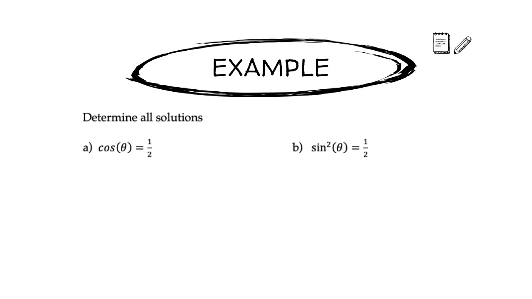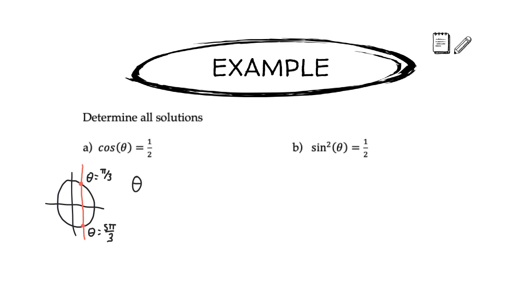First, cosine theta equals 1/2. To determine all solutions, I'll draw a unit circle. And I'll draw a vertical line approximately at x equals 1/2. As you can see, that vertical line intersects my unit circle in two places, helping me visualize the two types of solutions. The first is theta equals pi over 3, and the second is theta equals 5 pi over 3.